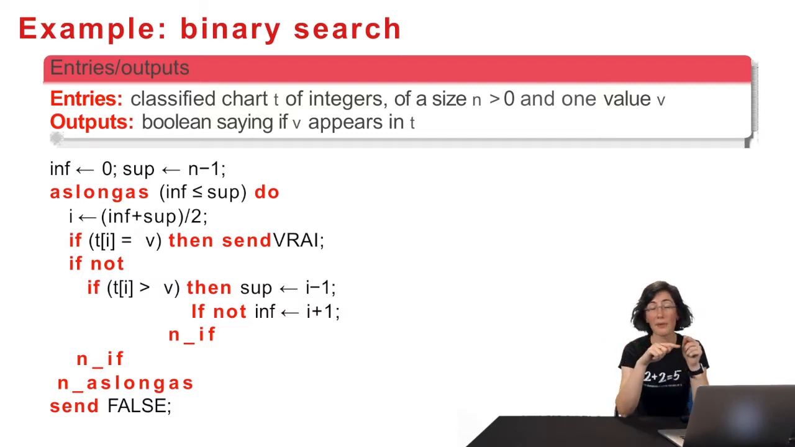So we are going to modify inf and sup in order to keep only the smaller part of the chart, the shrinking part where v is likely to be. If, in the end, inf and sup have swapped places, that may seem weird, but it will happen in the event that the element we are looking for isn't in the chart. Then the output will be false.